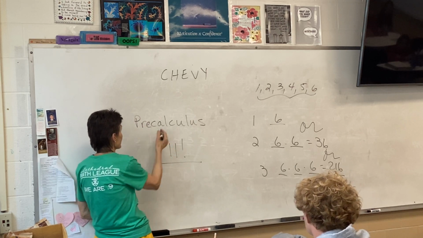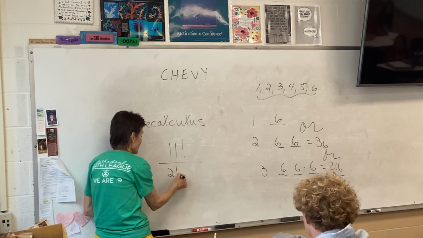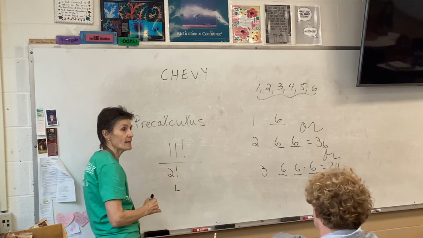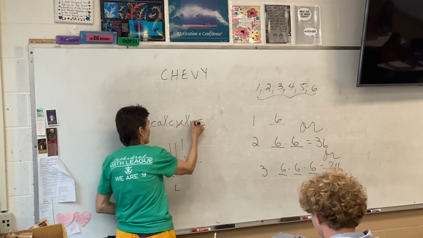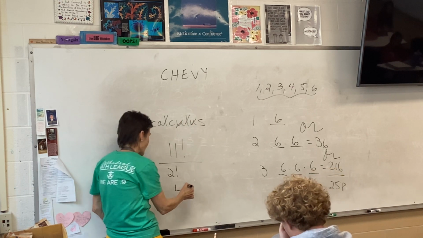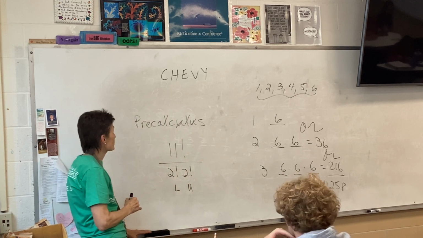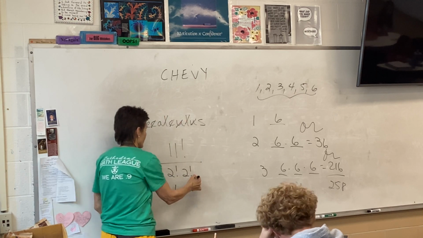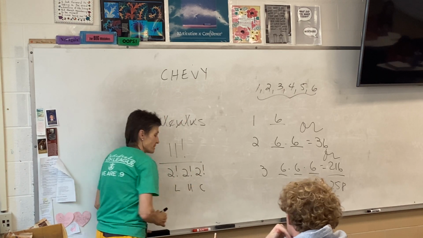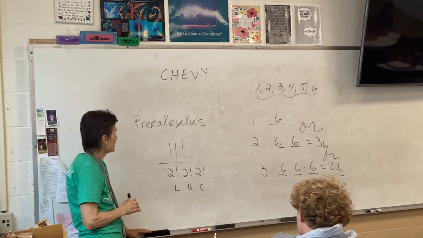What do I have repeats of? I have 2 L's. So divide by 2 factorial. That takes care of the L's. I have 2 U's, divide by 2 factorial, that takes care of the U's. I have 2 C's, divide by 2 factorial. Does that take care of it?